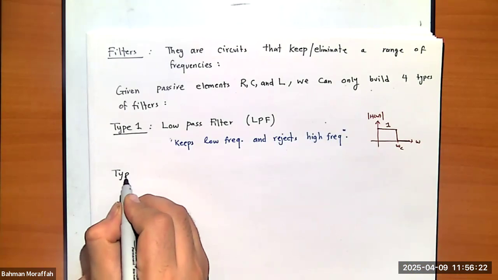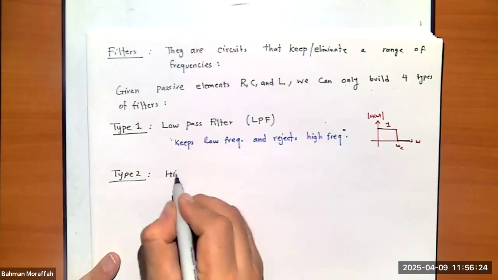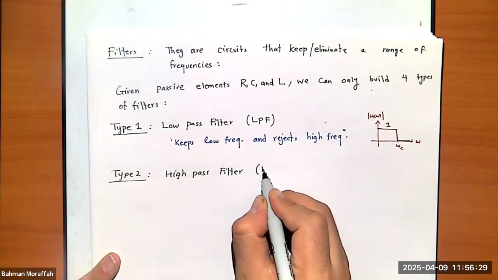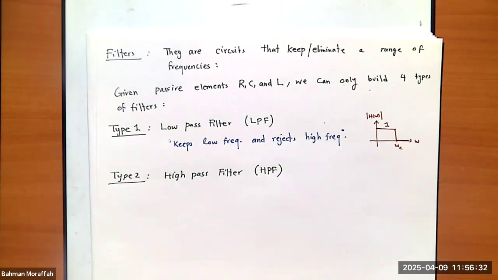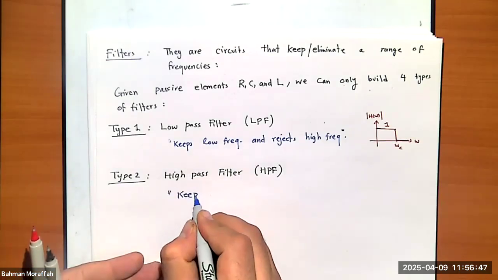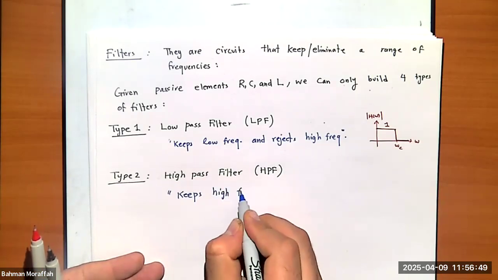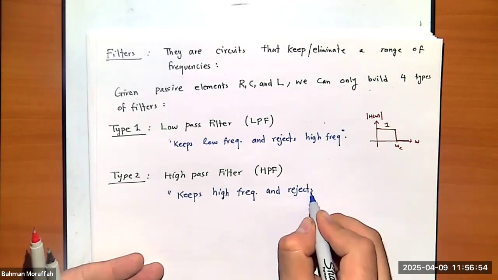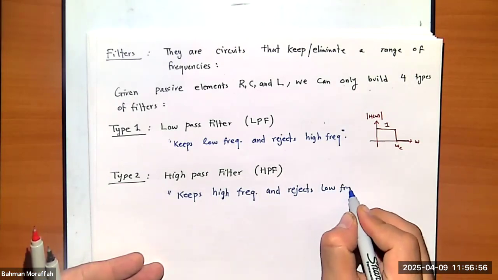Type 2 is a high pass filter. Again, the name is very intuitive. What it basically means is that we're going to keep all the higher frequencies and we're going to reject lower frequencies. Right? So it keeps high frequencies and rejects low frequencies.